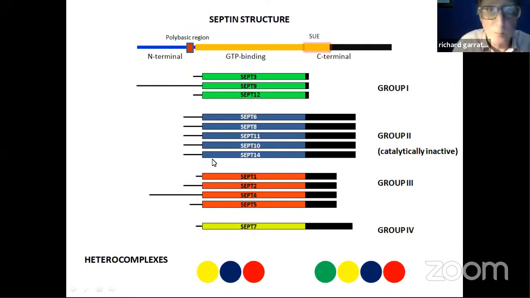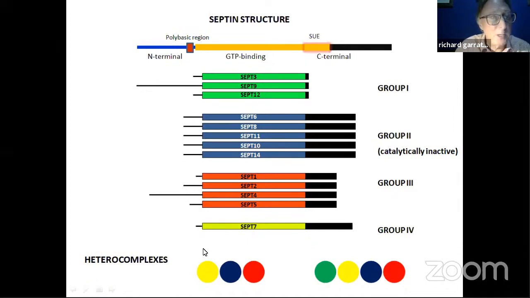And in order to form a filament, it is necessary that you combine, and not in any old way, but you combine septins from these 4 different groups. So in order to form a filament, you can either do that using 3 different septins, in which case you need a yellow, blue, and a red, or 4 different septins, in which case you include a green septin as well. And these different filaments are based on core particles, what we call core particles.